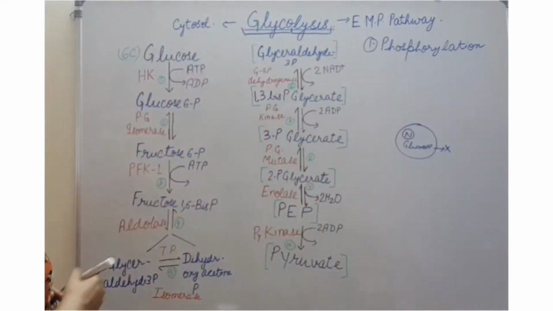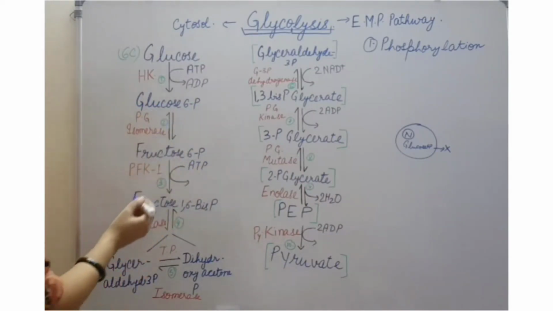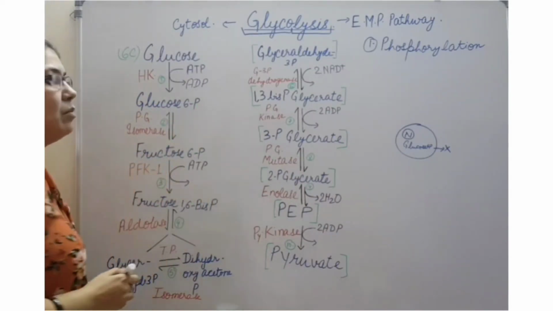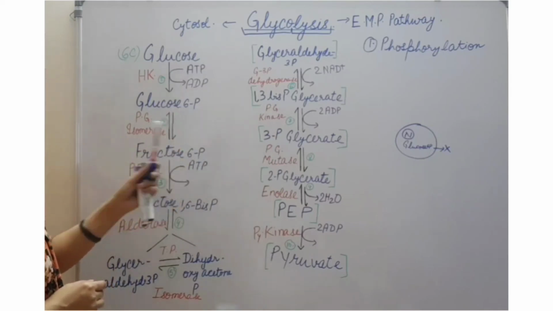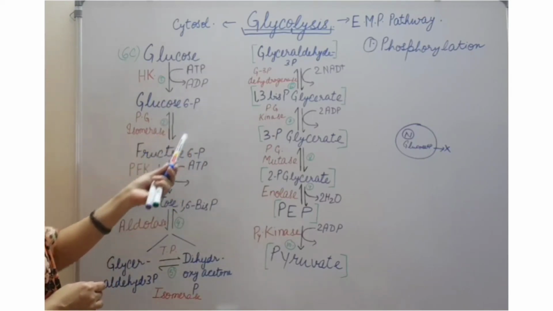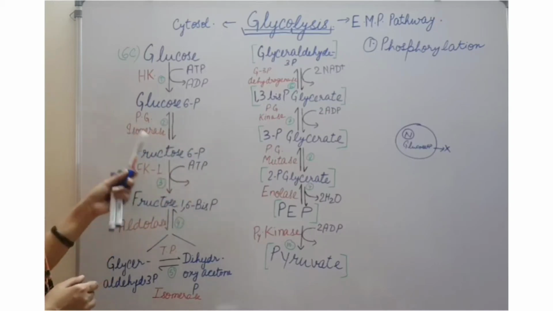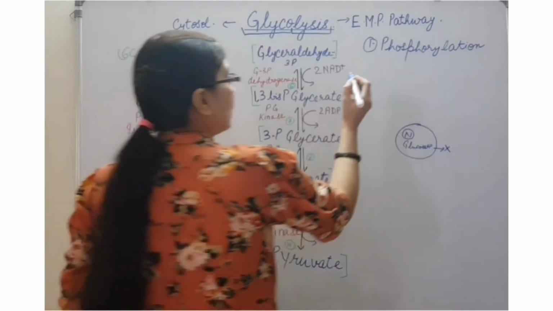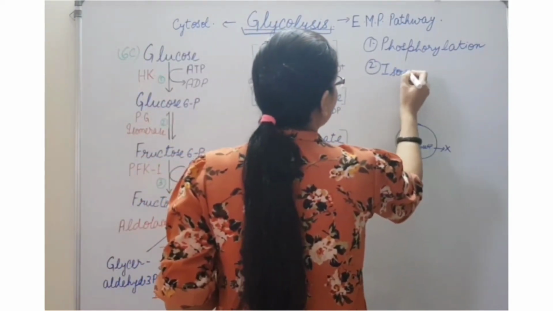In the next step, glucose 6-phosphate is converted into fructose 6-phosphate. It is just a molecular rearrangement in which the aldose is converted into ketose. Glucose 6-phosphate is aldose and fructose 6-phosphate is ketose. The enzyme involved is phosphoglucoisomerase. So the next step is isomerization.